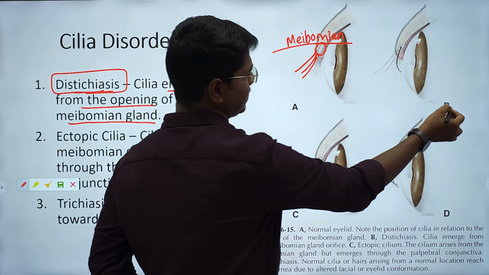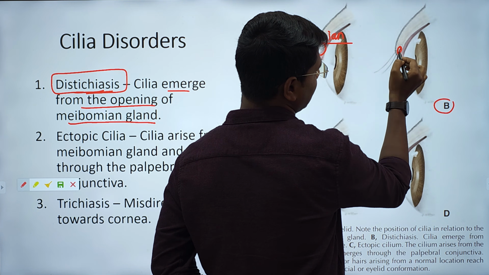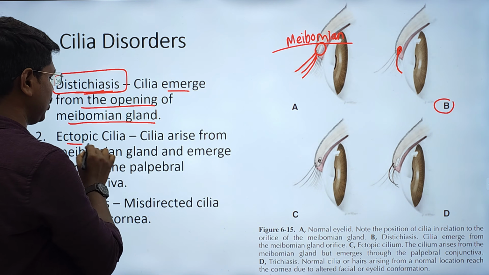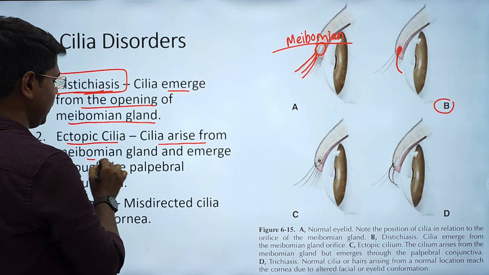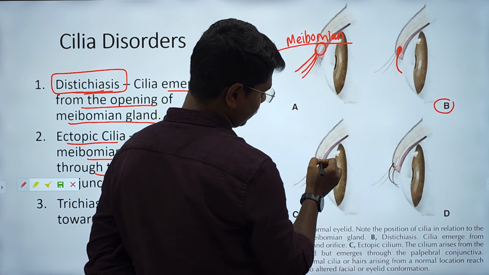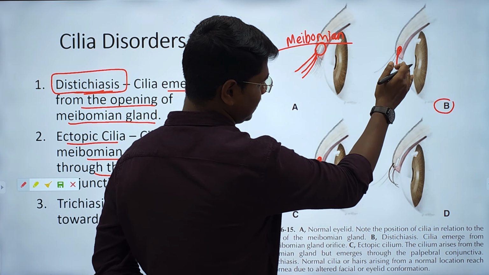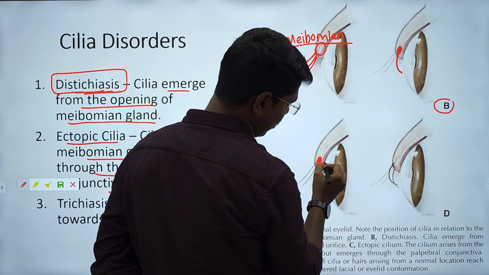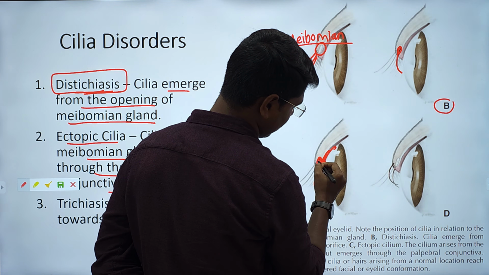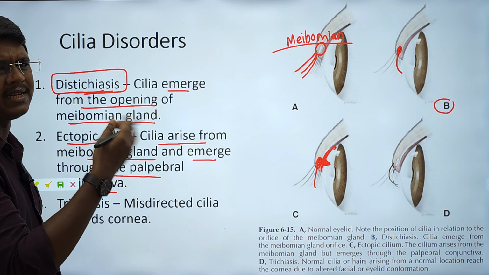See here, this is image B. You see the hair or the cilia is opening from the meibomian gland, from here it is coming out. It is known as dystrichiasis. Next is ectopic cilia. Cilia arise from the meibomian gland and emerge through the palpebral conjunctiva. Instead of coming out from the opening like dystrichiasis, it is coming from an abnormal opening, here will be the palpebral conjunctiva. Through it, it will open to the outside. Okay, it will irritate the cornea.